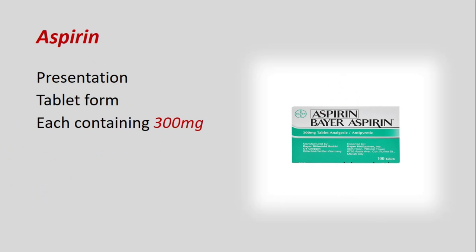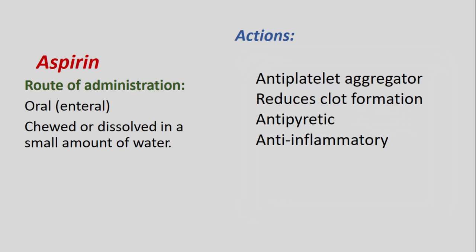Our next drug is aspirin. Aspirin presents in a tablet form, and typically the ambulance service carries aspirin in 300 mg doses per tablet. Aspirin is given orally and, dependent on the variety of medication, is either chewed or dispersed in a small amount of water. Aspirin is an antiplatelet medication or platelet aggregation inhibitor. It disrupts the enzymatic pathways that lead to the formation of platelets. The enzymatic pathways that are affected by aspirin can also lead to its antipyretic and anti-inflammatory properties.